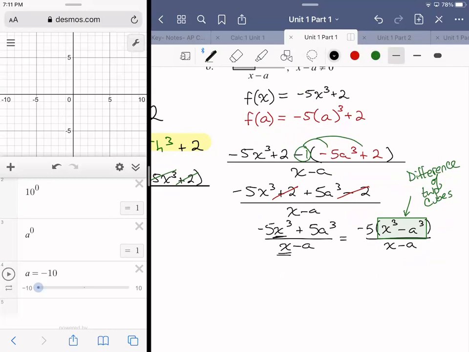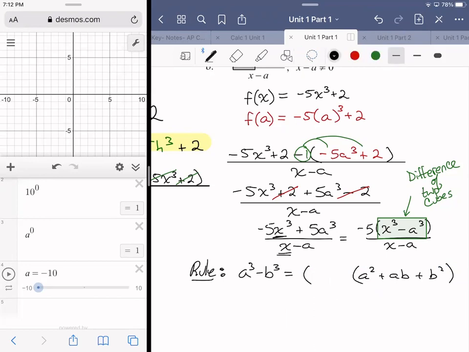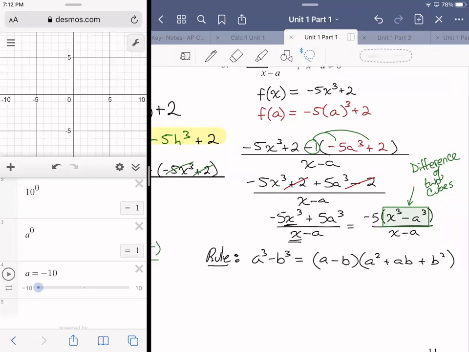But anyway, the rule is if you have an expression in the form of a cubed minus b cubed, it's equal to a squared plus ab plus b squared. Oh, I missed an entire factor. Sorry. A minus b. All right, so that would be your rule. I was like, why does this look funny? Because I didn't write the correct rule. That's why. All right, so this is the rule for a difference of 2 cubes.